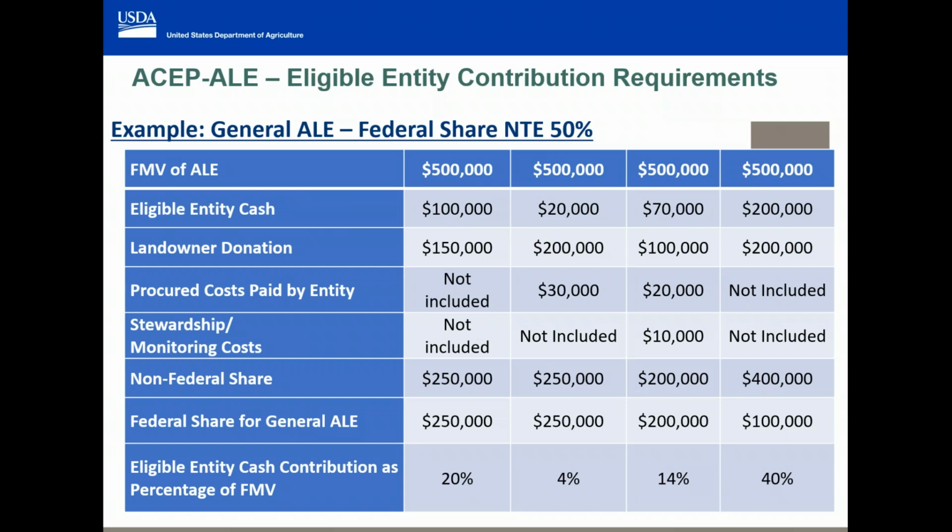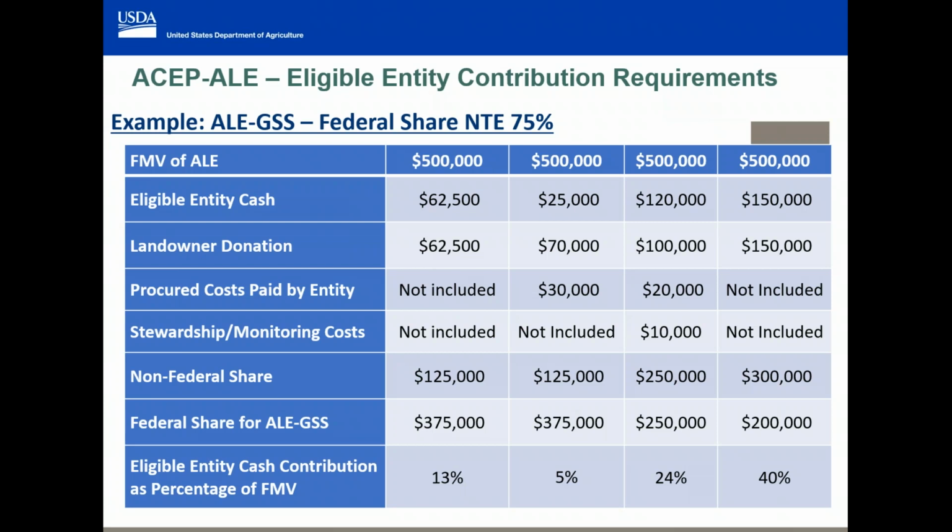And also this one is interesting because it shows how the federal share can be limited by the non-federal share. So in this case, although the fair market value is $500,000, generally that would allow the federal share to go up to $250,000, right? That's 50%. But because the non-federal share must be at least equivalent to the federal share, if we can only get to a non-federal share of $200,000, then the federal share is similarly limited to $200,000. Okay, next slide, please.